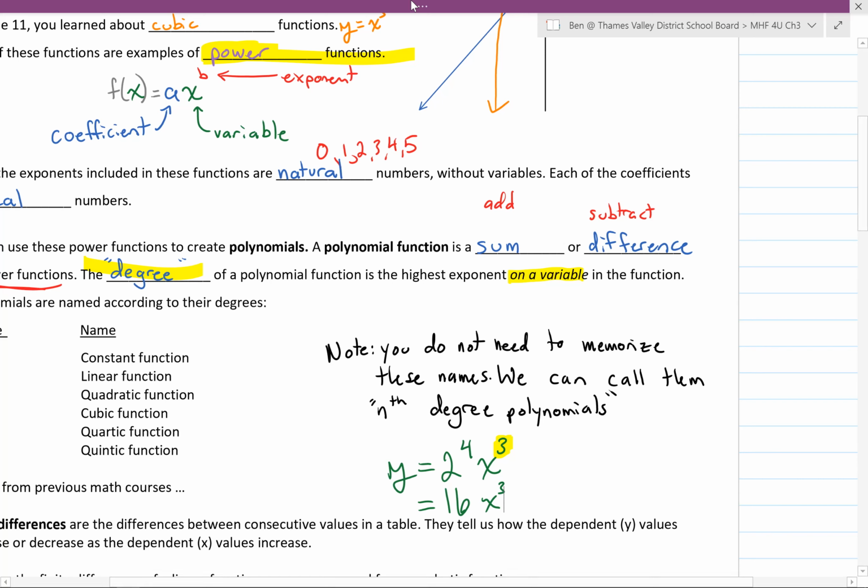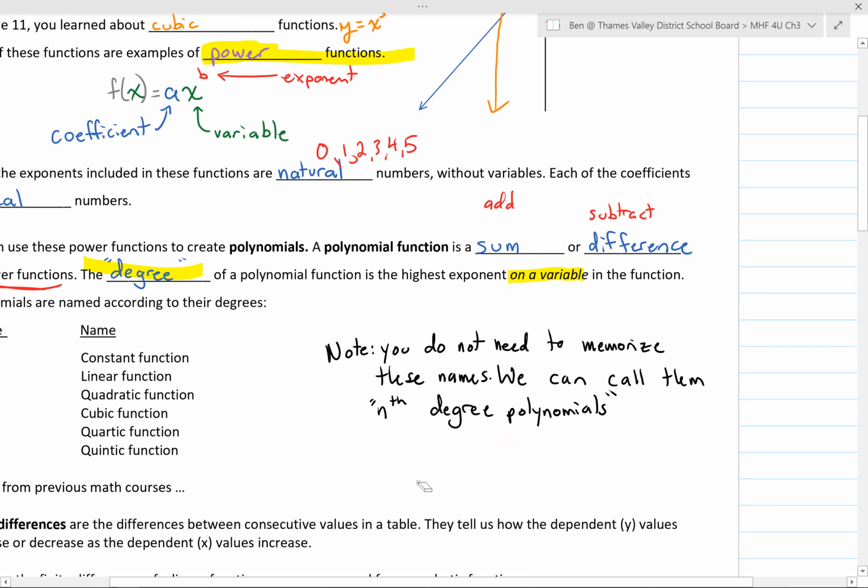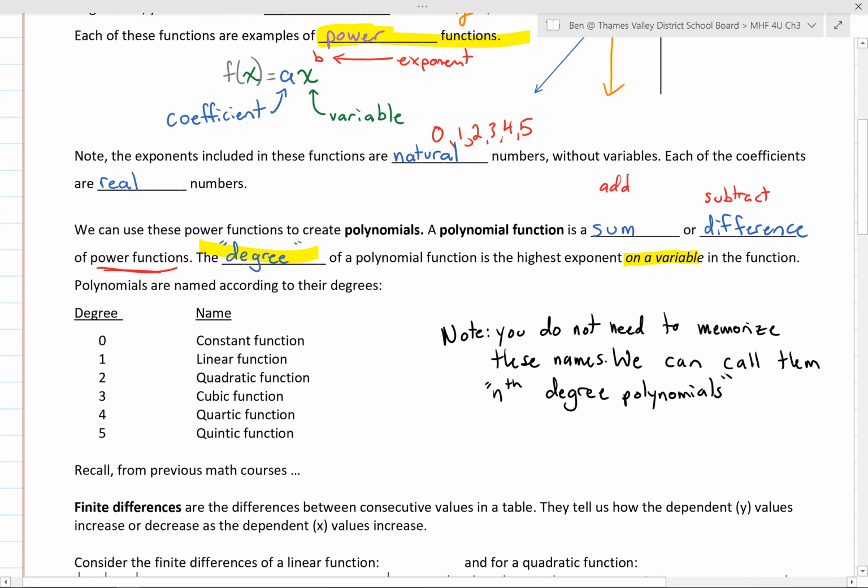And we can see right away the only exponent of note, the one we care about, is that 3. So that's why we say the highest exponent on a variable in the function. Now, we name our polynomials according to their degrees.